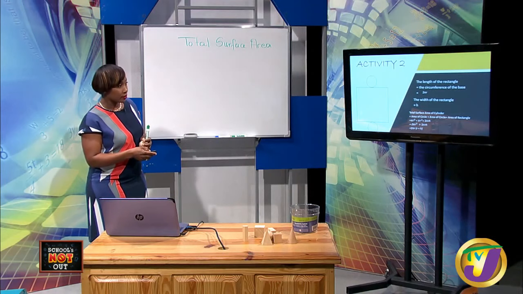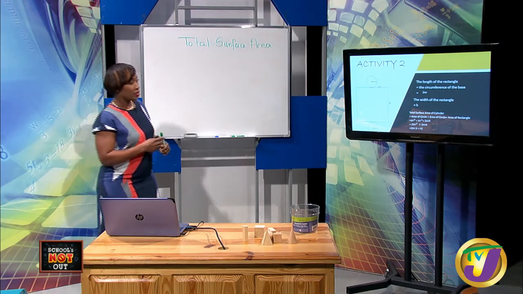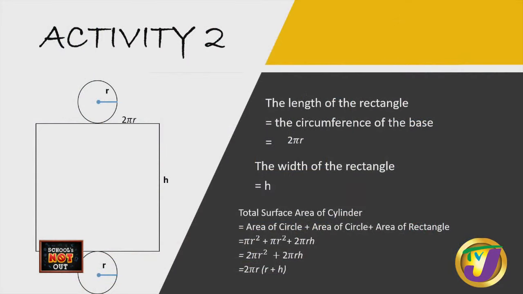Now, as you can see here, this is just to let you see exactly where we're coming from. Your radius is here, and you would have been given these, or you'd have been asked to determine them depending on the question.